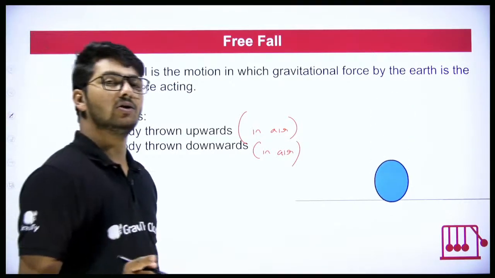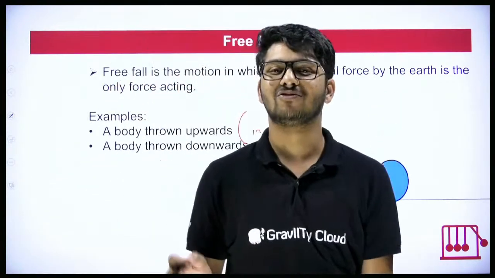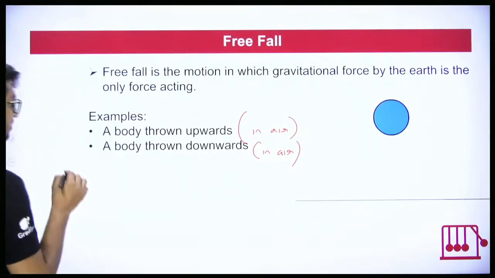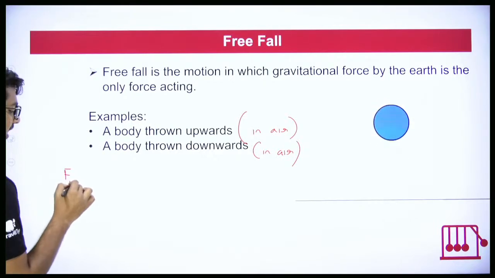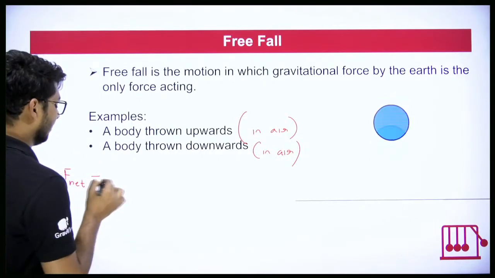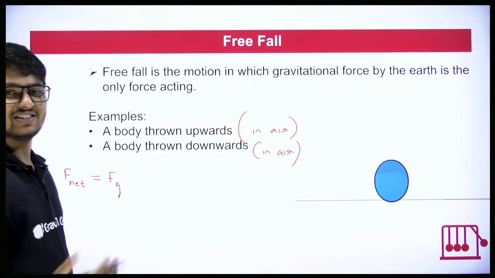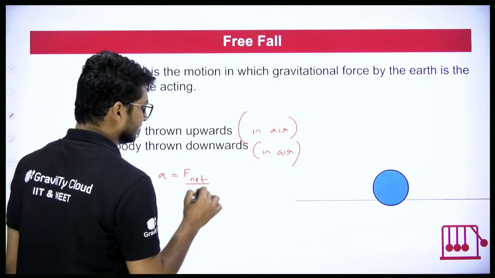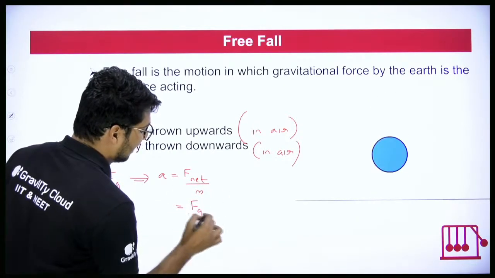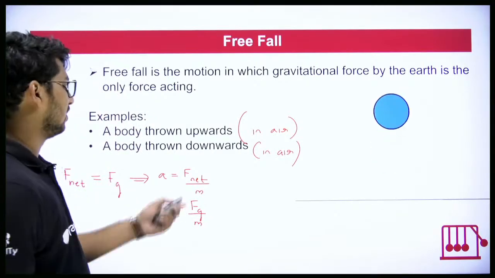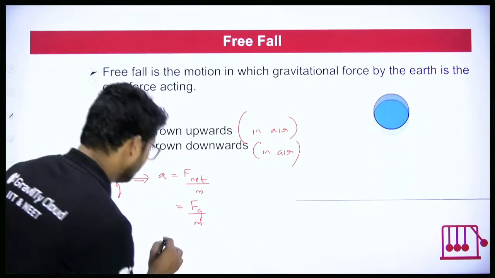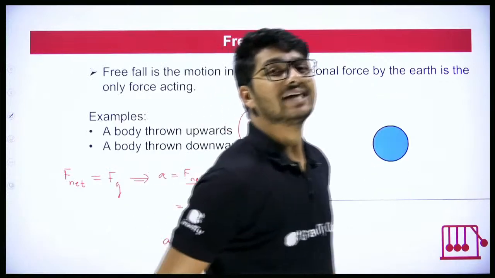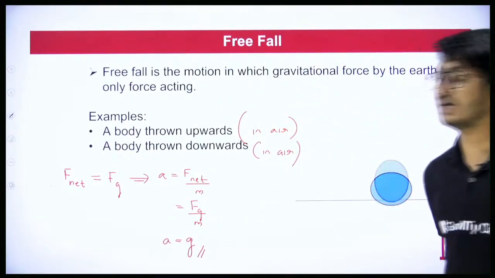Only one condition, as I told you, what is free fall? Only gravitational force should act. Okay, so understand this, if only one force will act, then the net force is equal to gravitational force. That implies that acceleration, which is equal to net force upon mass, will be equal to gravitational force upon mass. And what is gravitational force upon mass? Acceleration due to gravity. So in free fall, the main point is the acceleration will be acceleration due to gravity.